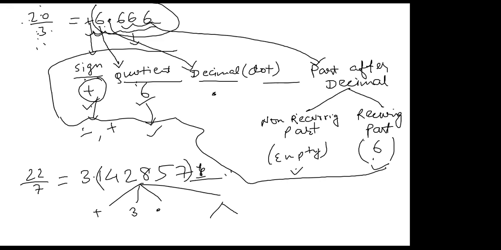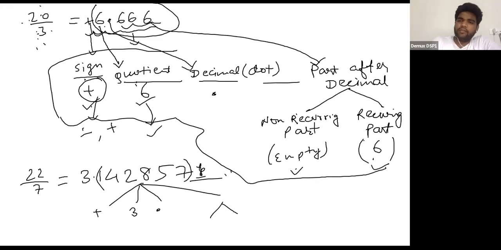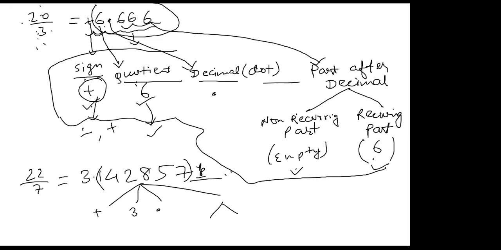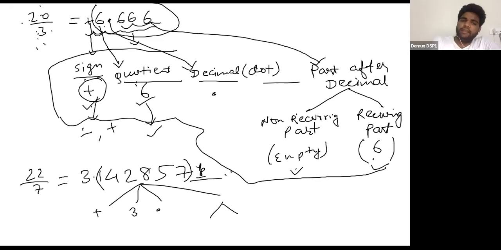You take the remainder and multiply it by 10, and divide it again by the denominator to get the quotient. You can keep multiplying it by 10 as long as the remainder is less than the denominator, and you can keep appending zeros after the decimal. Everyone understands this first part, right?